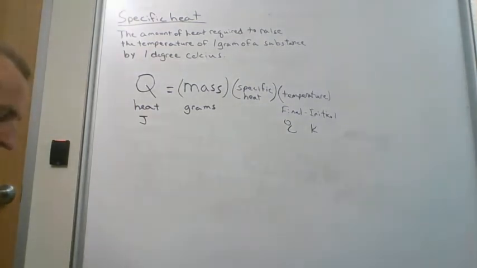Since a degree Celsius is the same size as a degree Kelvin, it doesn't matter which scale it's on for the temperature change, but it can't be Fahrenheit. So if you're given a problem with the change in temperature in Fahrenheit, you'd have to convert that temperature from Fahrenheit to Celsius or Kelvin before you started the problem. All right.